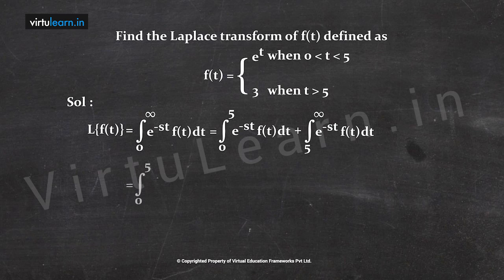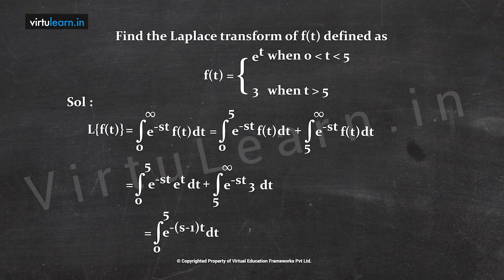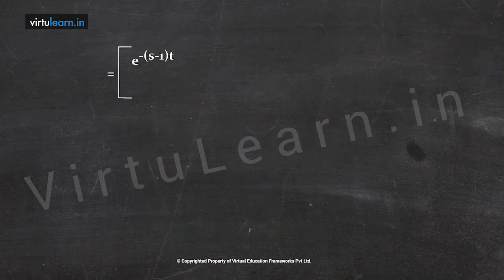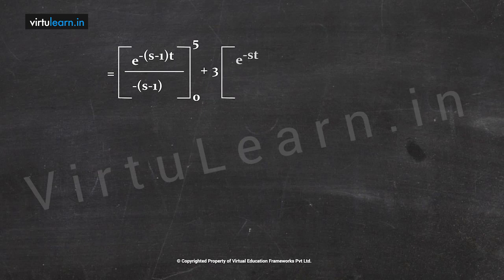Now, in the integral from 0 to 5 of e^(-st), the f(t) value between 0 and 5 is e^t, so I substitute e^t dt, plus the integral from 5 to infinity of e^(-st) times 3 dt. In the first integral I take e^t common, giving e^(-(s-1)t) dt, plus the integral from 5 to infinity of 3e^(-st) dt. According to the e^(at) integration formula, e^(at)/a, the first integral is e^(-(s-1)t)/(-(s-1)) with limits 0 to 5, and the second is 3e^(-st)/(-s) with limits 5 to infinity.